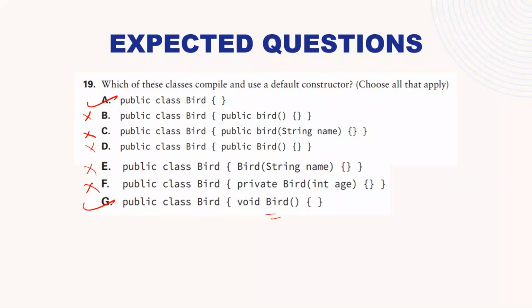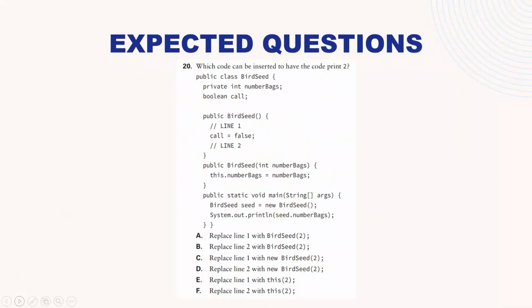Let's move on to the next question, question number 20. In question number 20, it says which code can be inserted to have the code print 2? So what can we insert in line number 1 and line number 2 so we can print 2? That is the question, right? All right, now if I look through the code, I would suggest that the option in this case will be E. Replace line 1 with this in parenthesis 2.